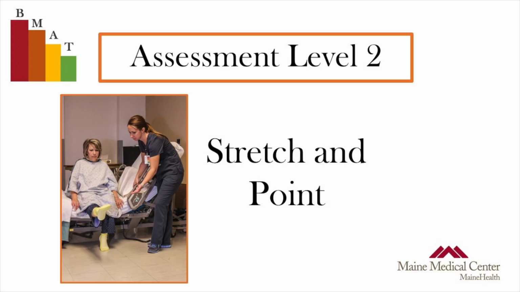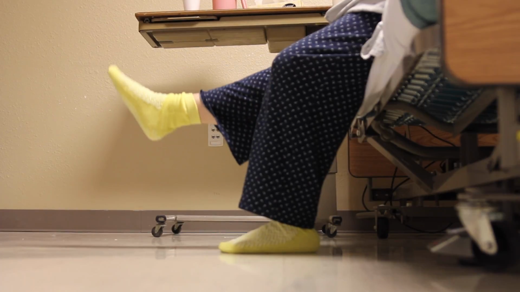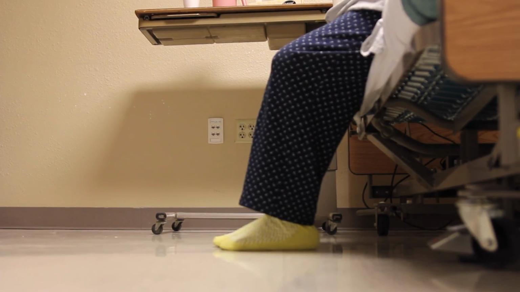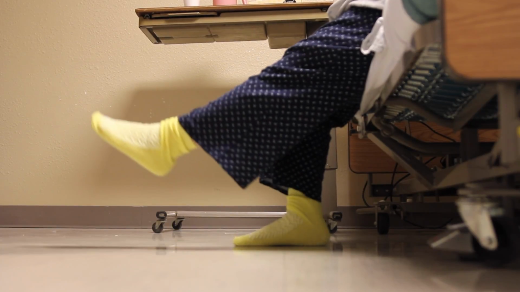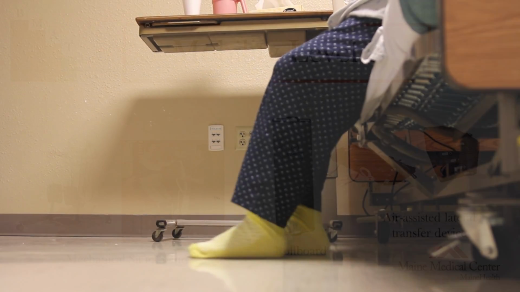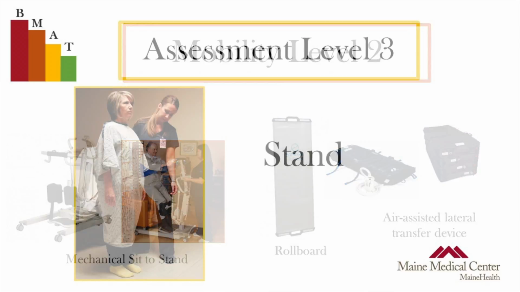Assessment level 2, stretch and point. Ask your patient to stretch each leg, pointing and flexing her foot. Then repeat with the other side. If your patient is unable to complete the tasks of assessment level 2, your patient is considered mobility level 2. Consider using some of the safe patient handling equipment seen here to move and mobilize your patient.